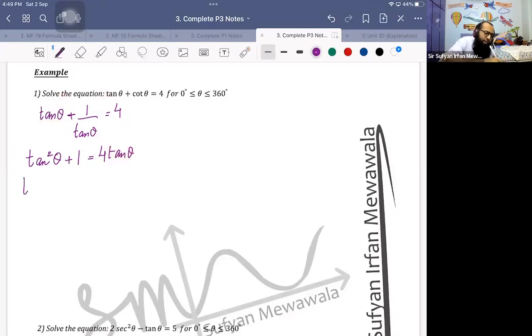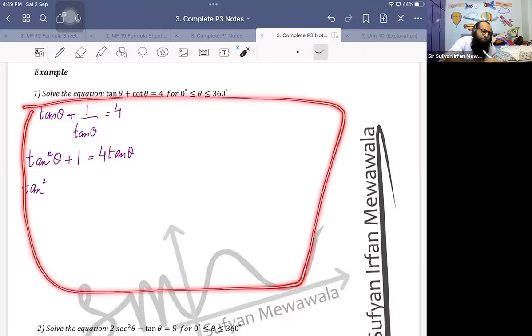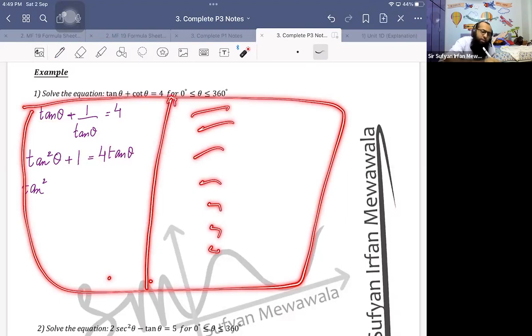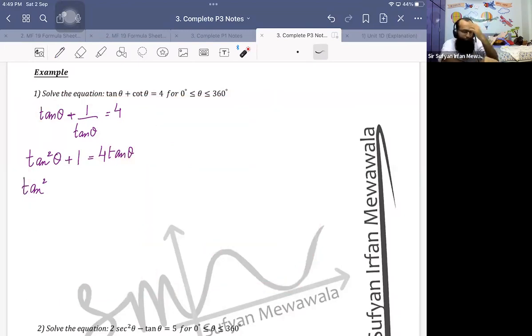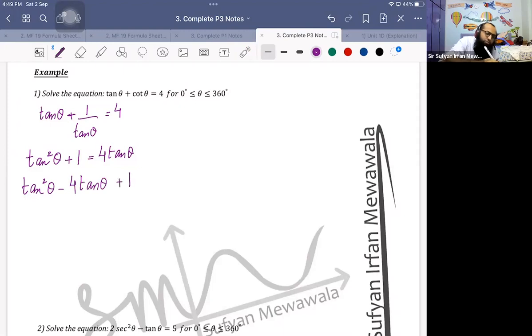Then we bring the entire equation to one side. Always remember that if you are given a particular page, always work on the left side so that even if you need more space, there is blank space on the right side. So just make 2 portions. Convert your single page to 2 pages so that you get more working space, right? So tan squared theta minus 4 tan theta plus 1 equals 0.